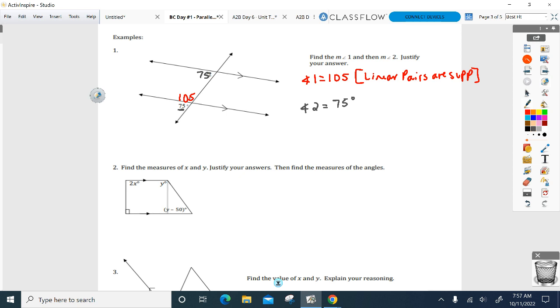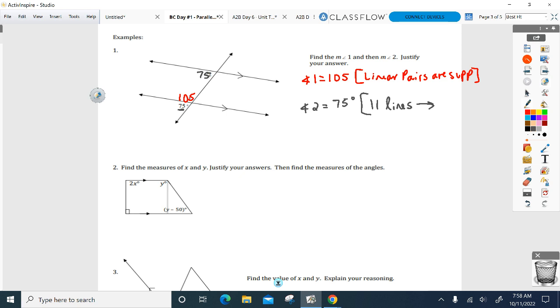Same side interior. You said it was 105, supplementary. So everyone, here's what I need for justification. And I'm being picky because tomorrow we start proofs with these, and this is what's going to go in your reasons column. So that's why I'm being so picky today. Here's what I need. We were given what about the lines? They were parallel, and use the symbol. Parallel lines.